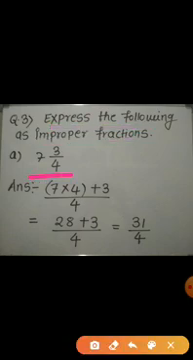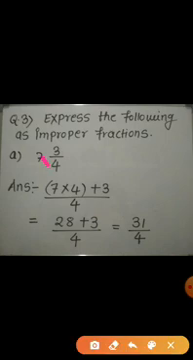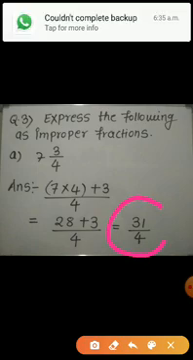The first mixed fraction is 7 and 3 by 4. Now to express this mixed fraction as an improper fraction, first we multiply the whole number and denominator. So it's a 7 into 4. Then we add numerator to it, plus 3, and denominator we keep as it is. Now let us solve. 7 4s are 28 plus 3 and denominator will be same, which is 4. Now 28 plus 3 is equal to 31 and denominator will be same, which is 4. Hence the improper fraction is 31 upon 4.